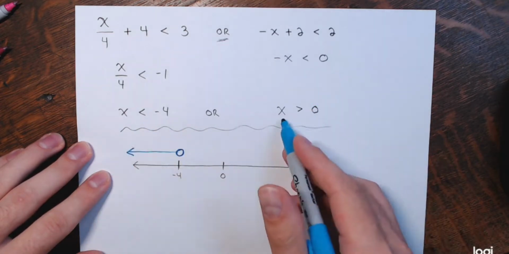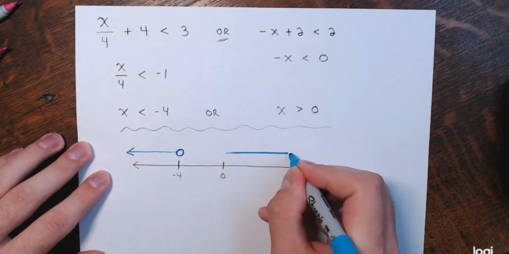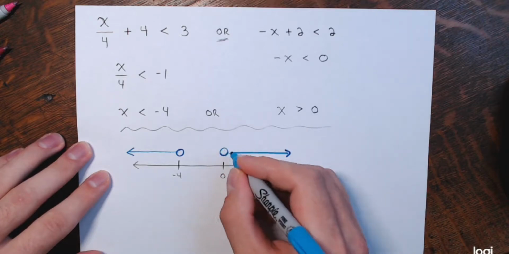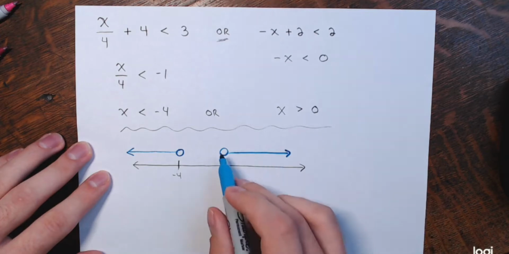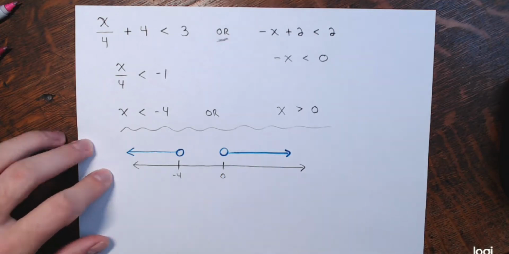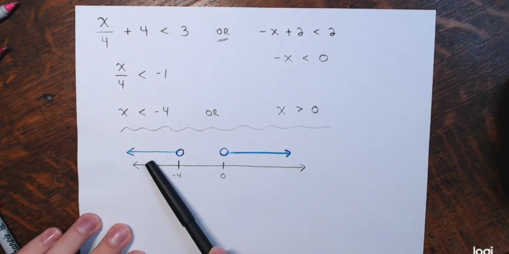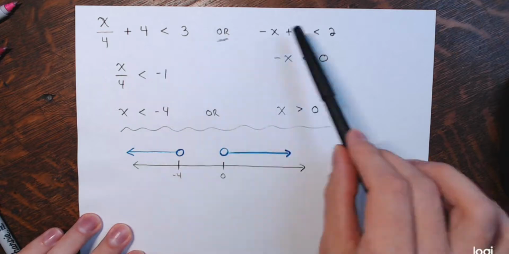Or, and these other numbers are also solutions, all the numbers greater than 0, right? These numbers here, but not 0 itself, right? 0 is not greater than 0. So I put a hole there, or an empty point, or parentheses, whatever you want. And that's it. There's a picture of all the solutions to this compound inequality, right? Each one of these numbers satisfies at least one of these inequalities.